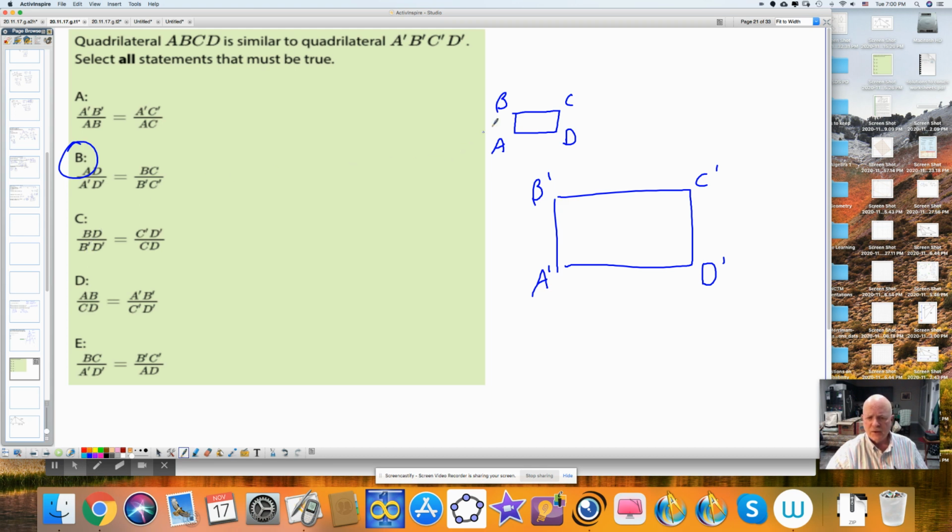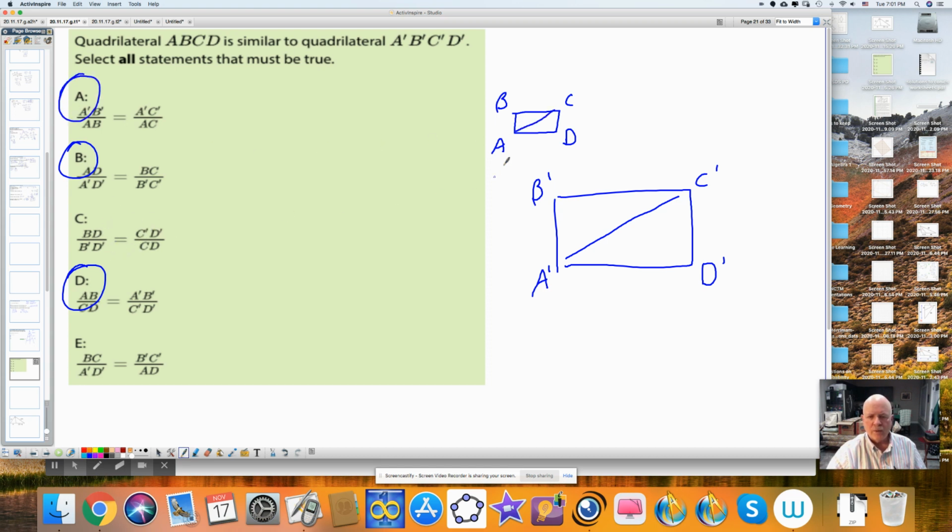You can also go within a figure. So you could say, for instance, AB is to CD, as A prime B prime is to C prime D prime. This would be valid, and that would be D. So this first one, A prime B prime is to AB, as A prime C prime, which is a diagonal, is to AC. This would be valid.